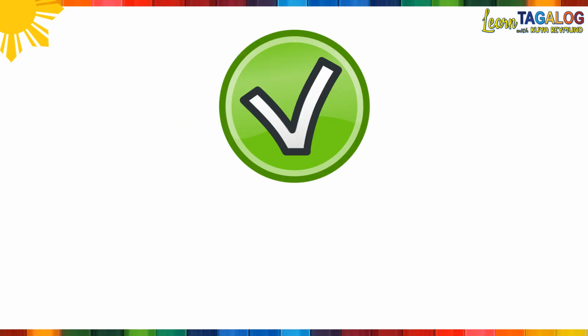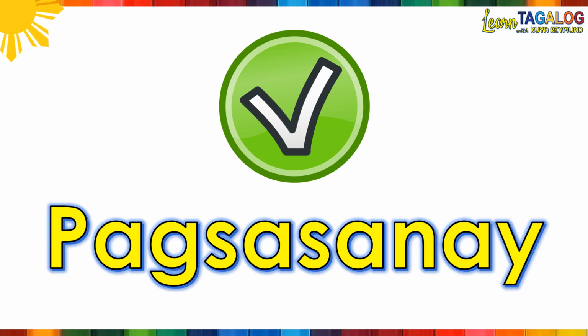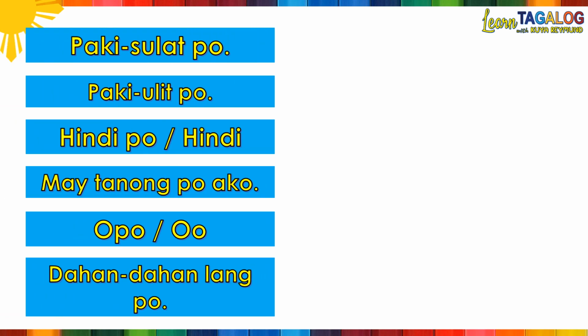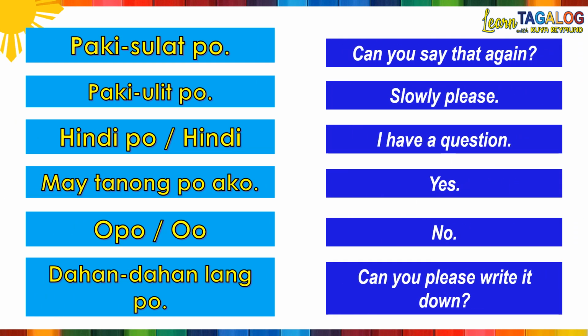Now, let us have this pagsasanay or practice. What we are going to do here is to match the Tagalog words or sentences on the left to its English meaning or translation on the right. The first one is pakisulat po. What is pakisulat po in English? Pakisulat po in English is, can you write it down?